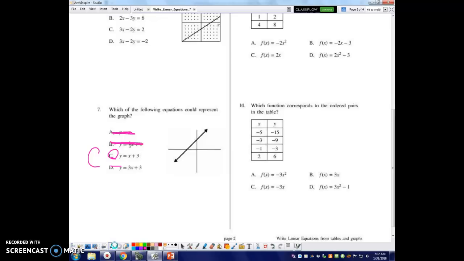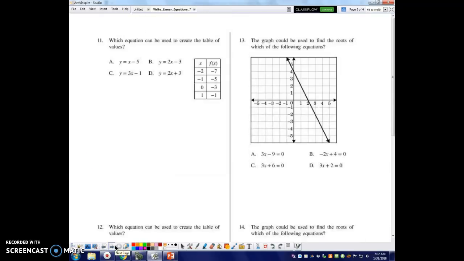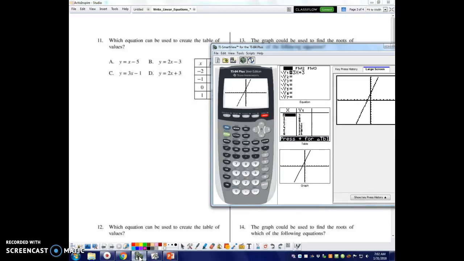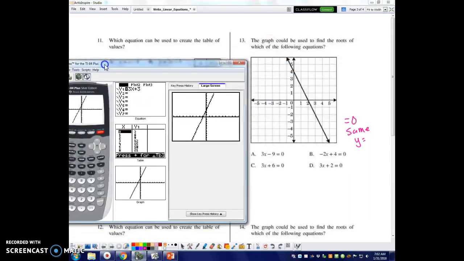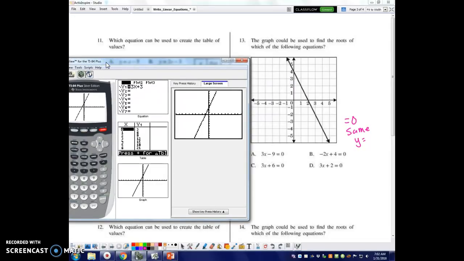Okay, lastly, we're going to look at number 13. Okay, so the graph could be used to find the roots of which of the following equations. So again, this one doesn't have y equals, but they're all equal to 0. Equal to 0 is the same as saying y equals. So we're just going to type these into our calculator exactly how we see them because they're equal to 0.